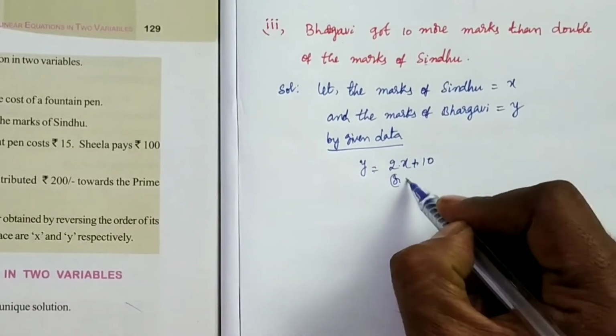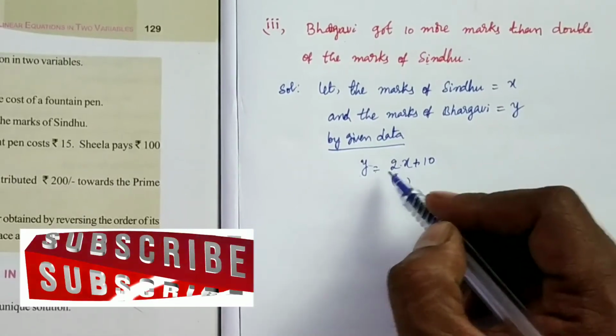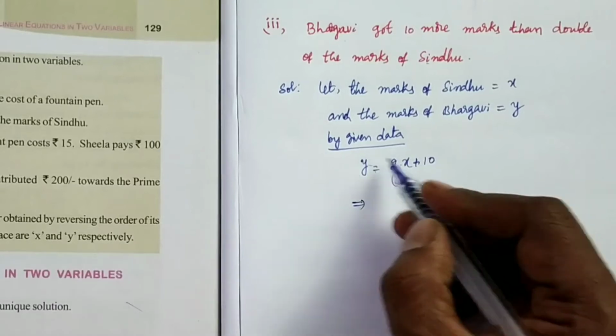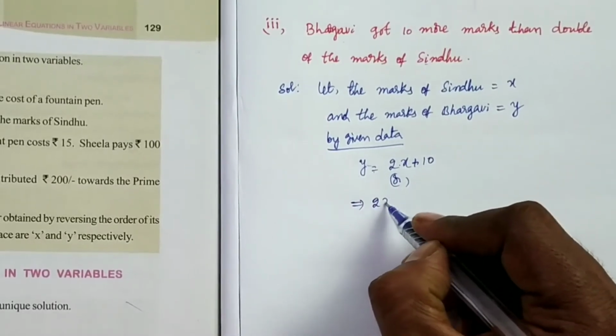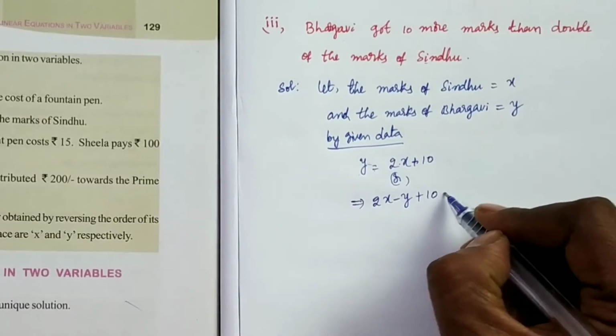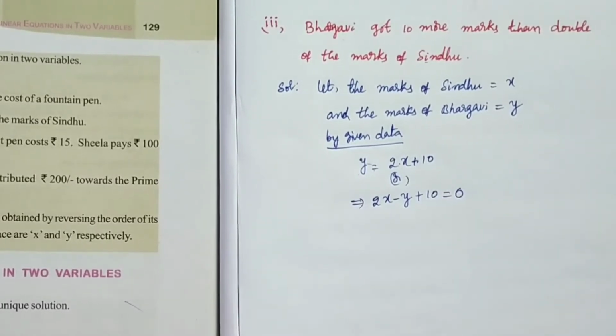Or you can write like this, or you can change it as ax plus by plus c, then it will be, send y this side, then it will be 2x minus y plus 10 is equal to 0. So this is the required equation.